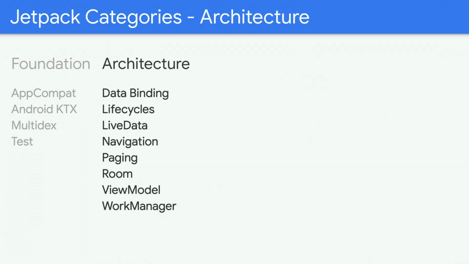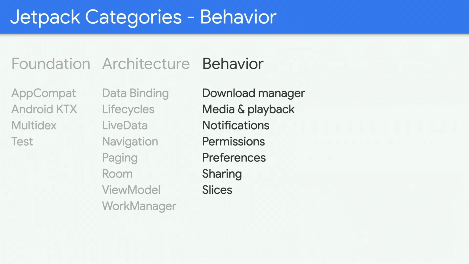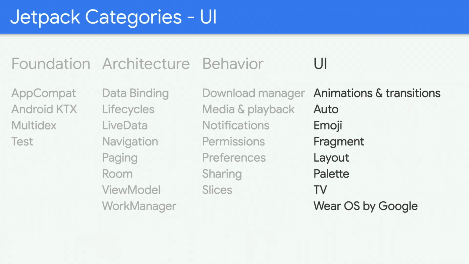Next, we have the architecture components that help you design robust, testable apps. We have behavior components that help your app integrate with standard Android services like notifications, permissions, and sharing. Finally, we have the UI components that provide widgets and helpers to make your app not only easy, but delightful to use. So that's a very, very quick overview of Jetpack. Now let's see how we can actually use that in our app.